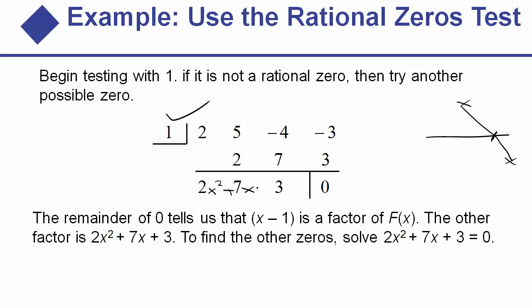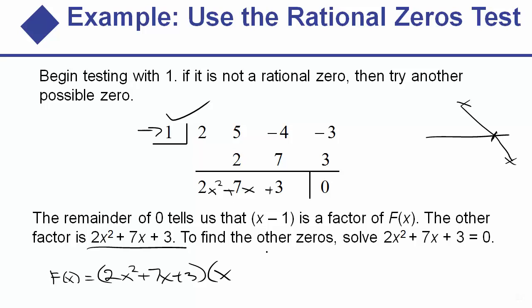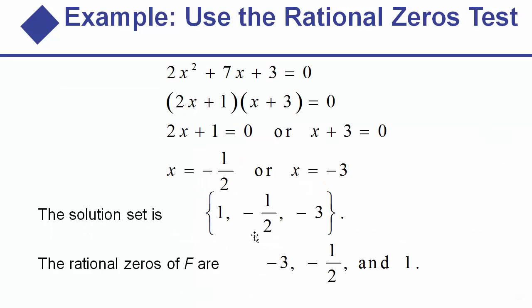And so, as it's written here, that's our lower level polynomial. So now our original polynomial f equals 2x squared plus 7x plus 3, that's the quotient, times x, remember it's always minus this number, minus 1. And now if we want to find more zeros of this original thing, all we have to do is try and factor this piece, which is what we do on the next slide.